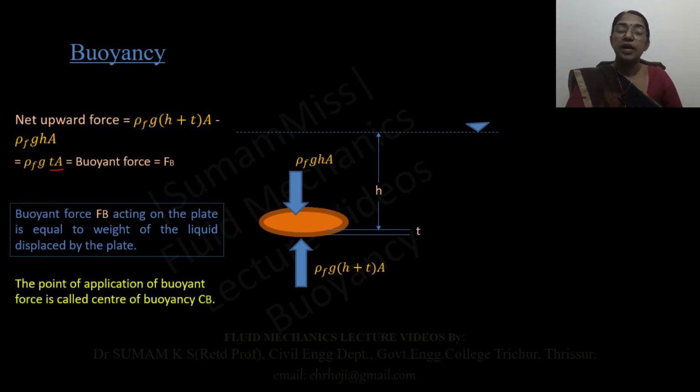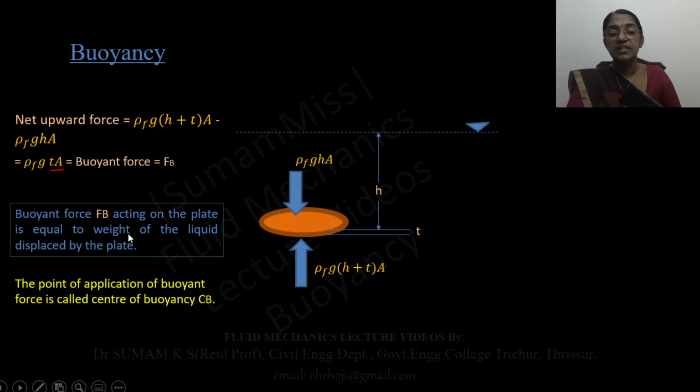So for a floating body, the buoyant force is equal to the weight of the liquid displaced by the body and it acts through a point coinciding with the centroid of the displaced volume. This is known as Archimedes principle. So the weight of the floating body is equal to the weight of the liquid displaced by the body and it acts through the centroid of the displaced volume. The centroid of the displaced volume is called the center of buoyancy and it is indicated by CB or B.